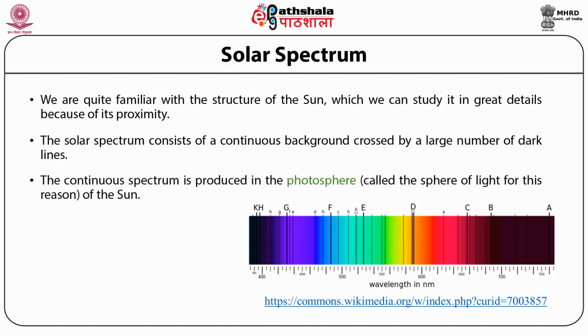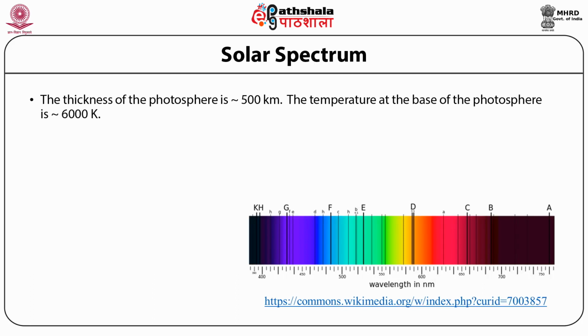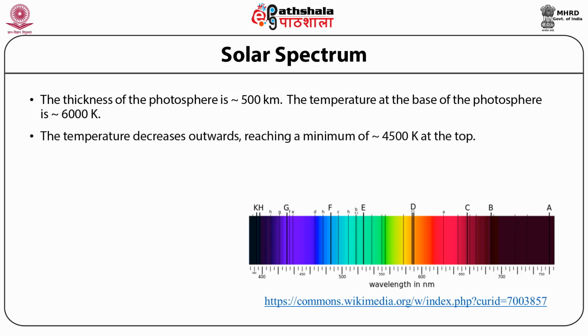So the continuous spectrum is produced in the photosphere, called the sphere of light, of the sun. The photosphere is the visible surface of the sun. Above the photosphere, there are two layers of the solar atmosphere, the chromosphere and the corona. The thickness of the photosphere is around 500 kilometers. The temperature at the base of the photosphere is around 6000 Kelvin. The temperature decreases outwards and reaches a minimum of around 4500 Kelvin at the top.